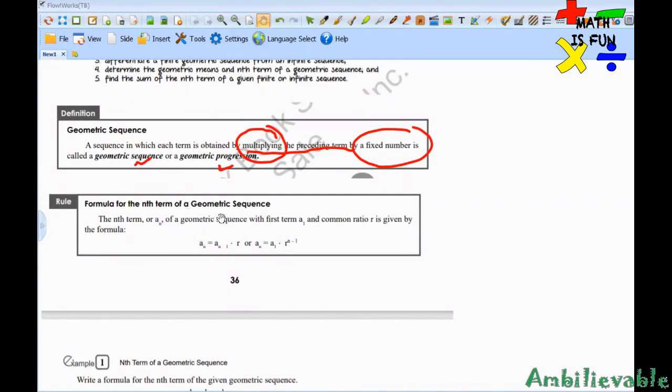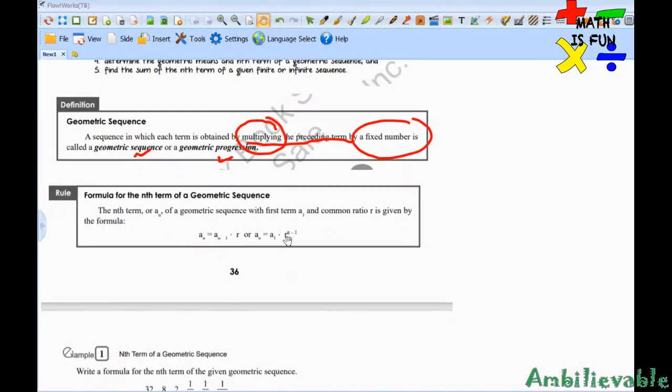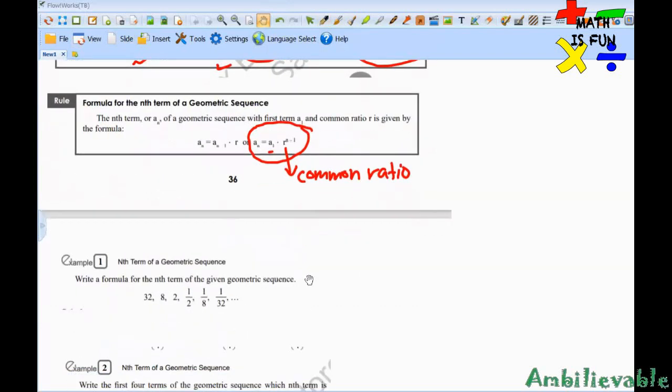The formula for the nth term of a geometric sequence with the first term a sub 1 and a common ratio r is given by the formula. So this is the formula that we are going to use now. a sub n equals a1, which is the first number, r is the common ratio, and of course, n is the nth term. So let's try this first example. Again, don't forget a sub n is equal to a1 times r raised to n minus 1.